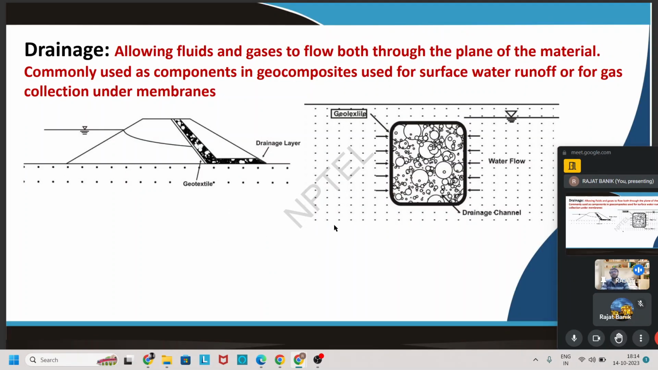Then we can also use this geosynthetic material as a drainage, and in the same way we can expel the water from below the ground surface so that the ground may be stable, the pore water pressure is reduced, and the effective stress may increase due to this drainage.